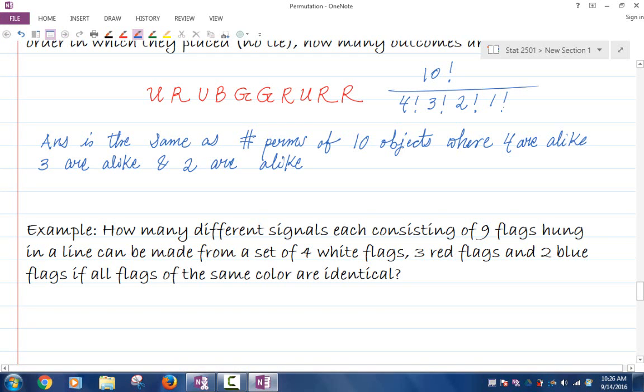Did that make sense to you? Does everybody agree that the answer for that question is the same as the number of permutations of 10 objects having 3 alike, 4 alike, and 2 alike? Right? Okay, let's do another one.